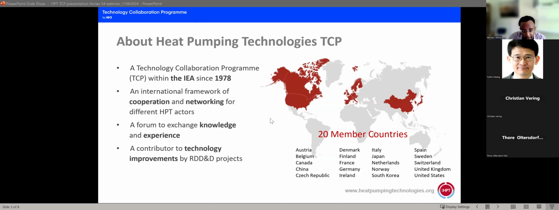And ultimately, it aims to contribute to technology improvements through RDD&D, the research, development, deployment, and dissemination projects. And as of today, we have 20 member countries all over the world, China, US. So the members come from quite a wide range of countries.